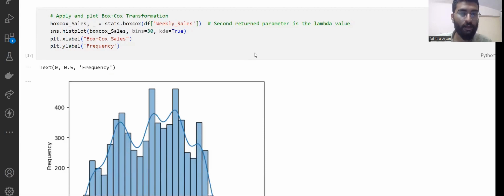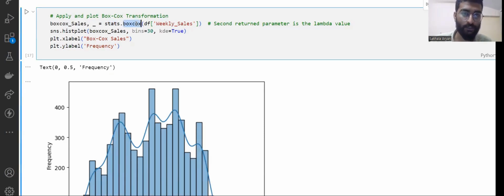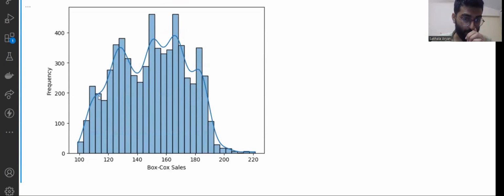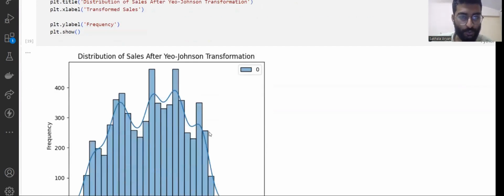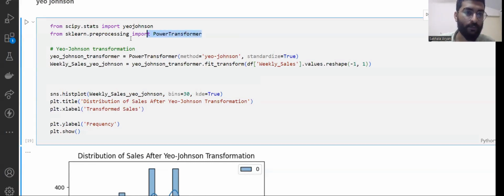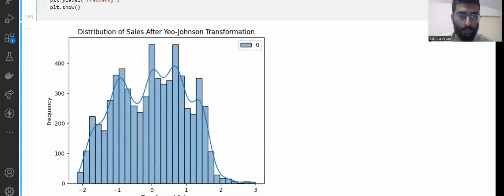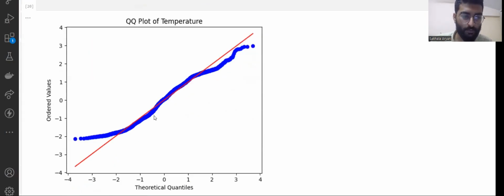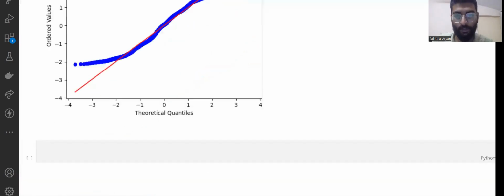Applying Box-Cox, you can use stats.boxcox, and it has also reduced your left skewness and right skewness. Your sales was basically right skewed. It has reduced it. This is Yeo-Johnson. You can use it from sklearn.preprocessing. It has a PowerTransformer. The method you can give is yeo-johnson. You can see the result. The QQ plot for your sales after applying Yeo-Johnson is like this. Earlier, it was above your red line. Now it is pretty much aligned to your red line. Thank you. This is all for the video.